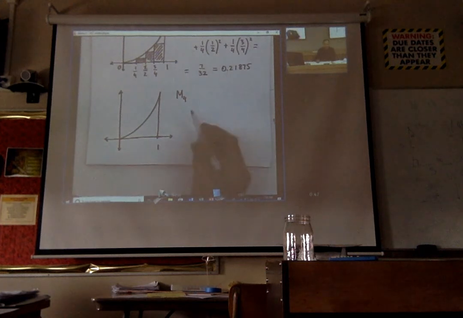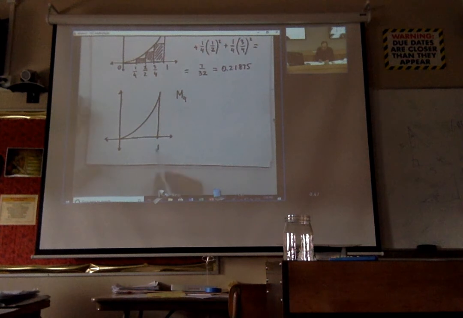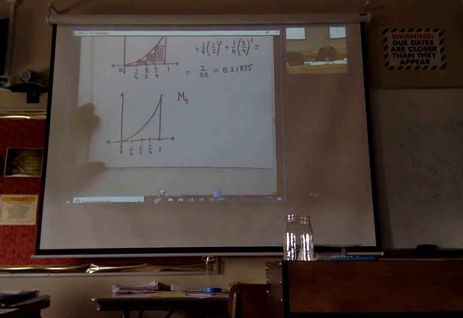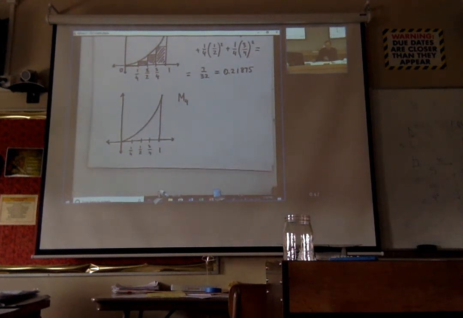Now, but still what? 4 rectangles, right? So the setup doesn't change. You still have to split this into 4 pieces. You still have to split this into 4 pieces. So you still have 1/4. You still have 1/2. You still have 3/4. Nothing changes here. But what will determine the height of the rectangle is the midpoint of each interval. So that means I'll be right here. That's the midpoint of that interval, yes, no?